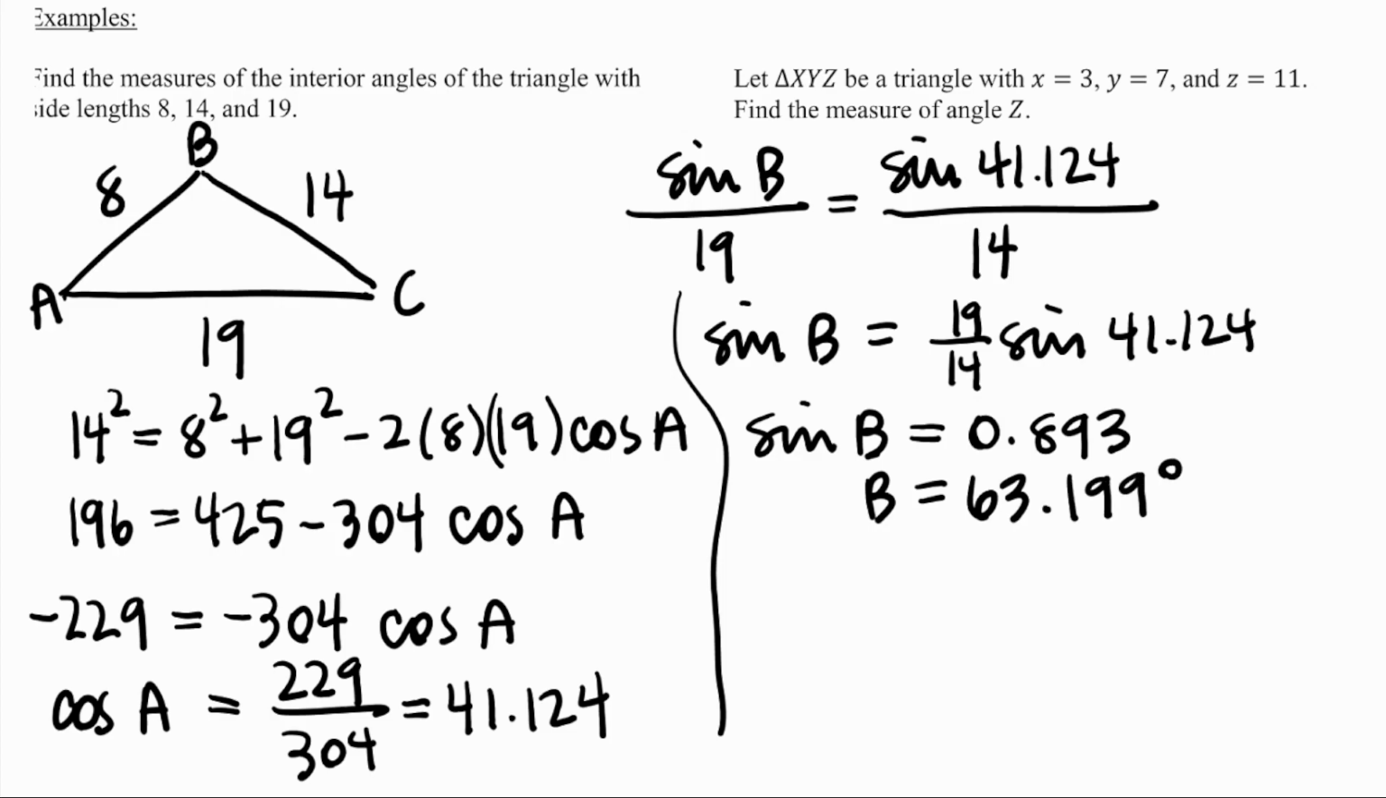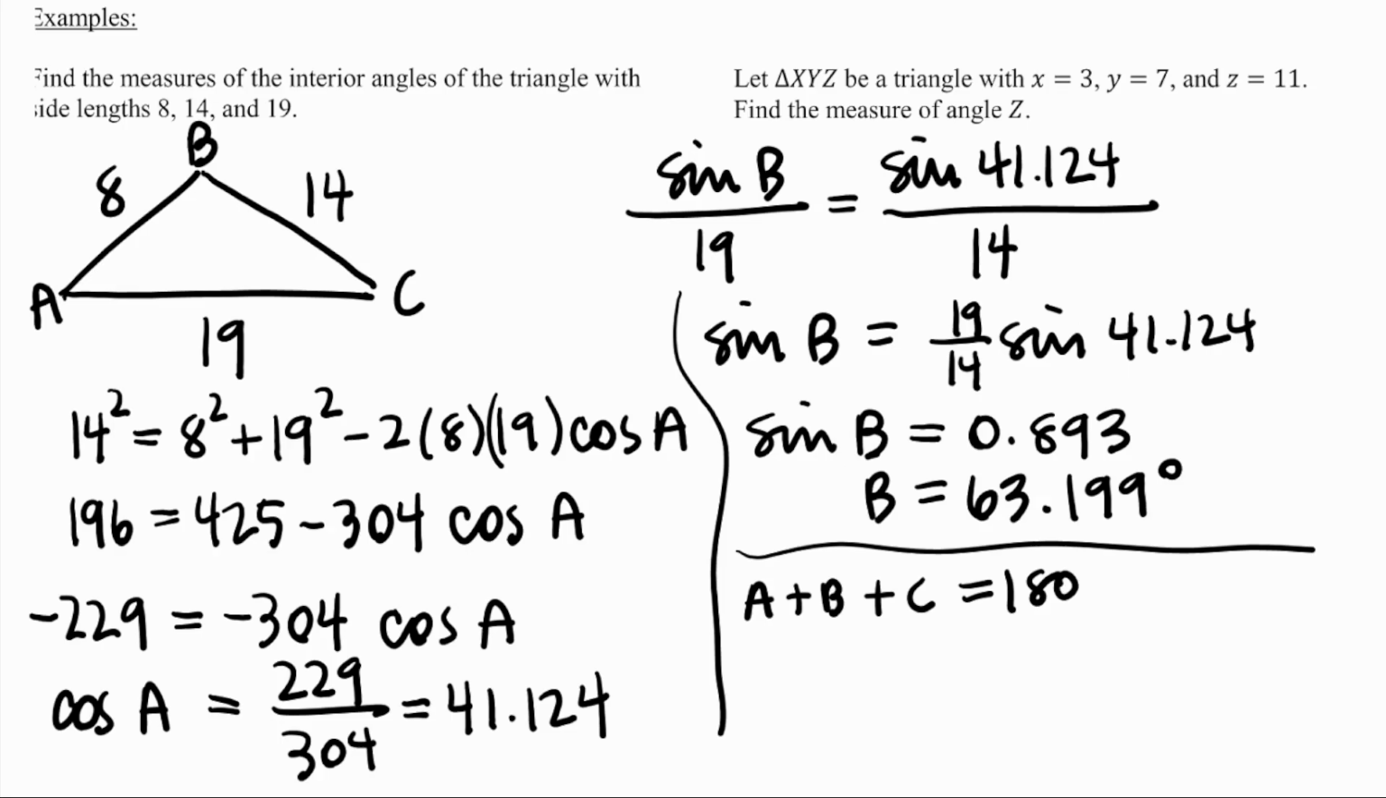63.199 degrees. And then I can find the measure of angle C by saying A plus B plus C equals 180. I'm going to add 63.199 to 41.124. I'm going to get 104.323. I'm going to subtract 180 minus that. I don't think you need to see me doing this on the calculator. This is just arithmetic. And I'm going to get C equals 75.677. Okay. And that's us solving out missing angle measures when we're given side, side, side.